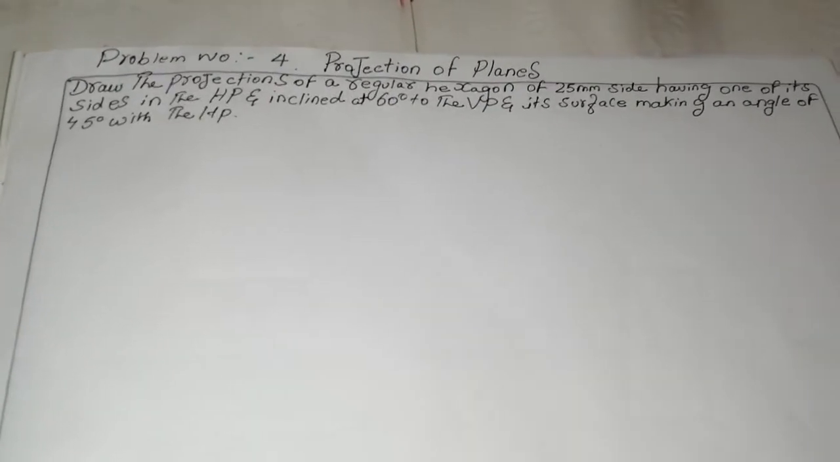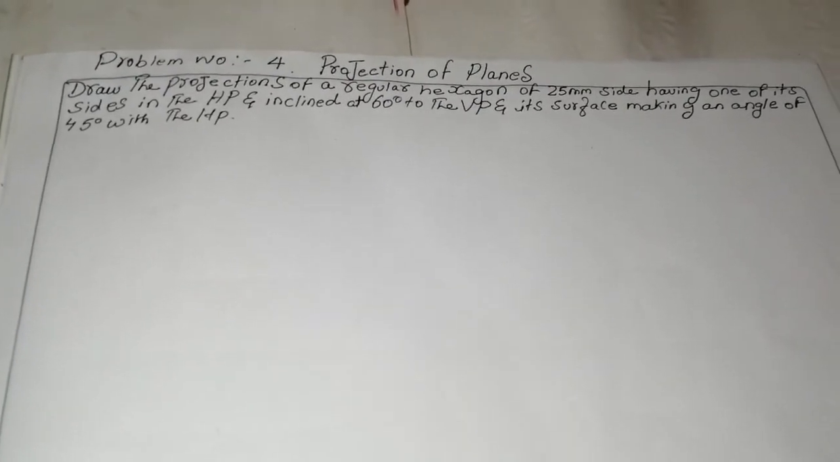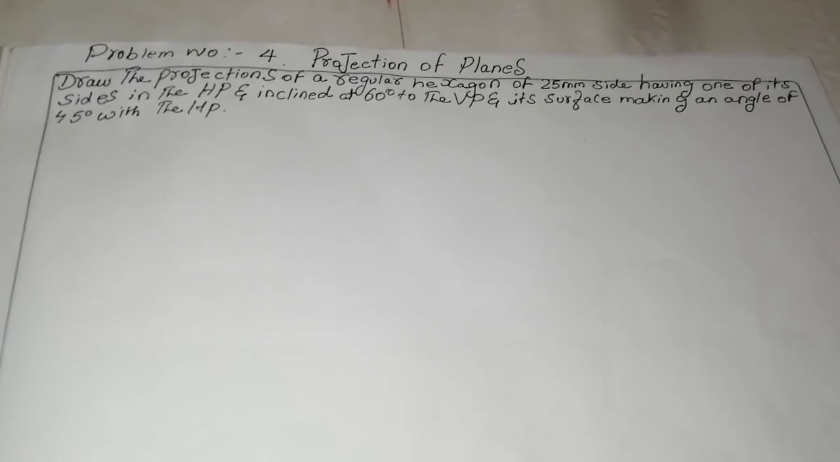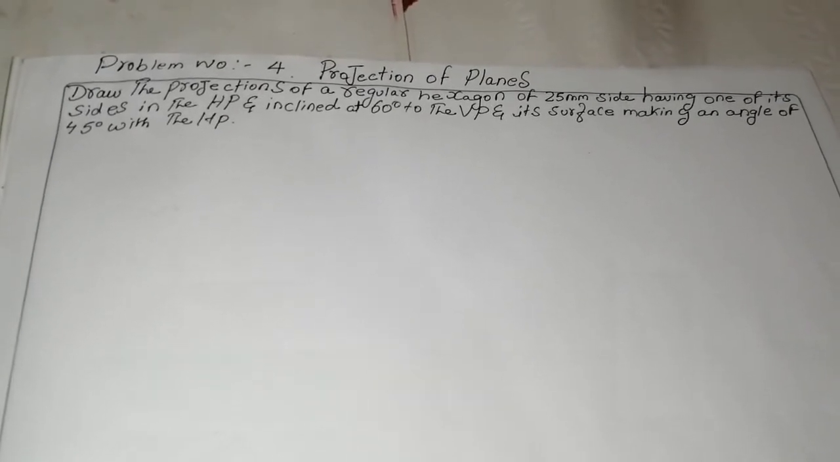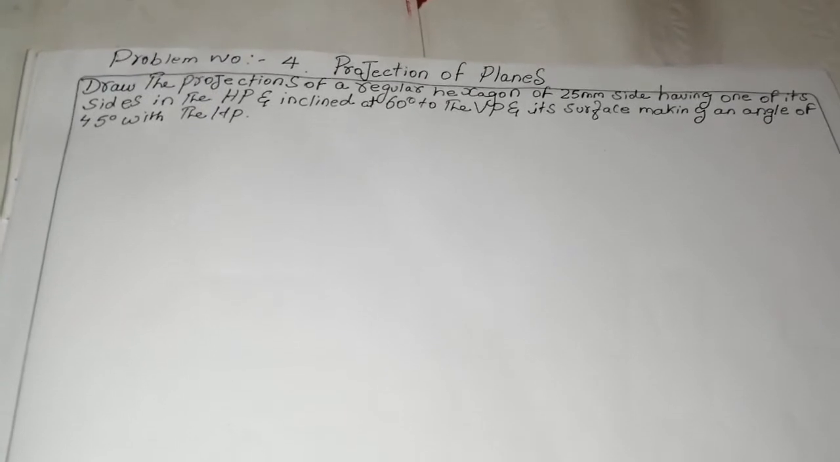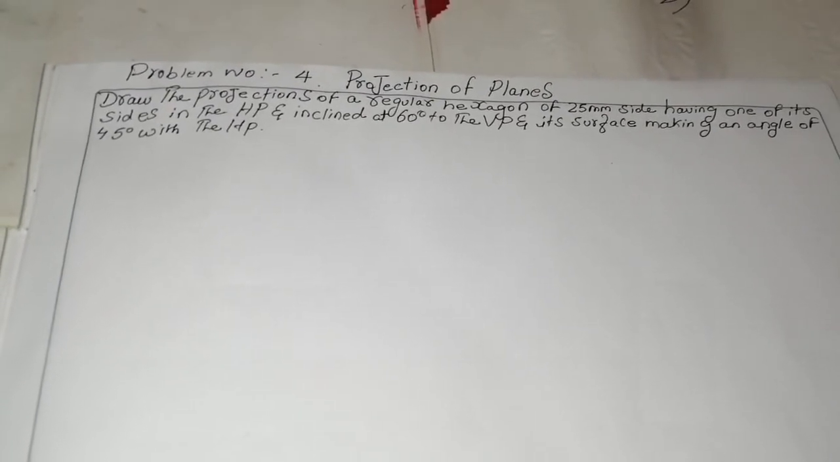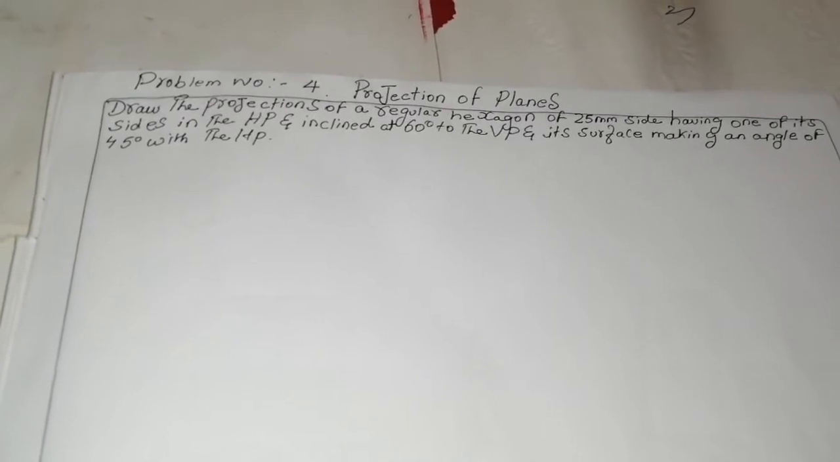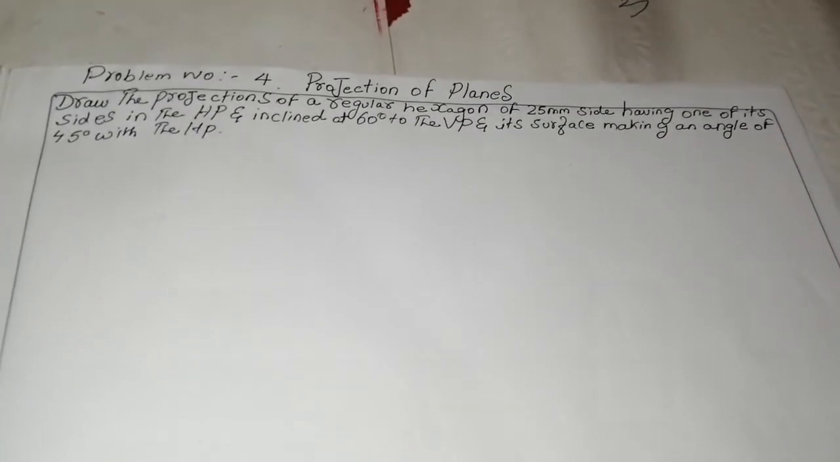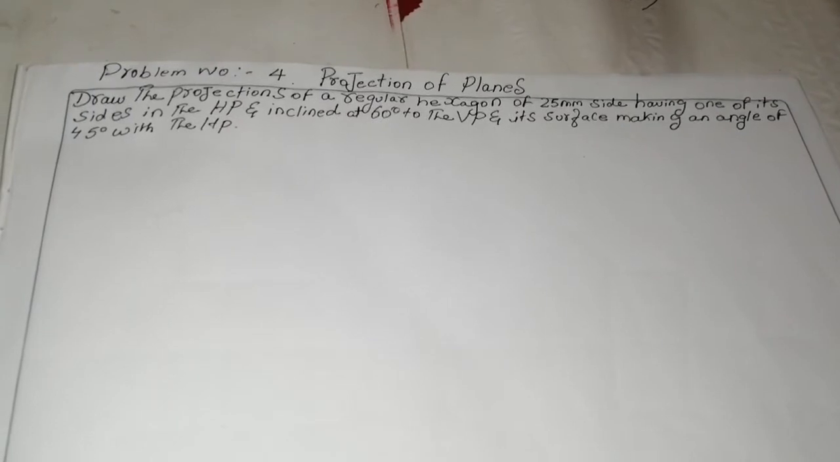The problem number 4, the projection of a plane. Draw a projection of a regular hexagon of 20 mm side having one of its sides in HP, inclined at 60 degree to the VP, and an angle of 45 degree with the HP. How to draw it, with the procedure, I will tell you.